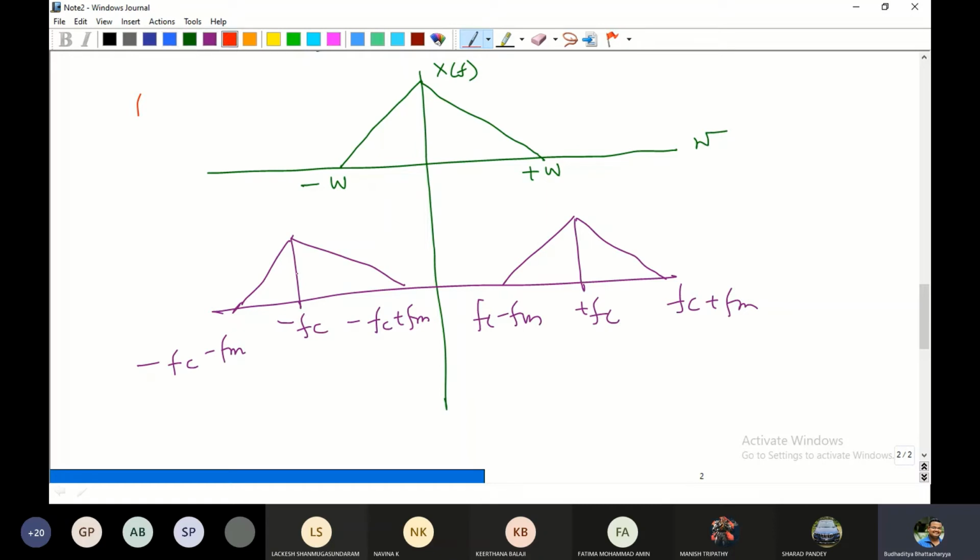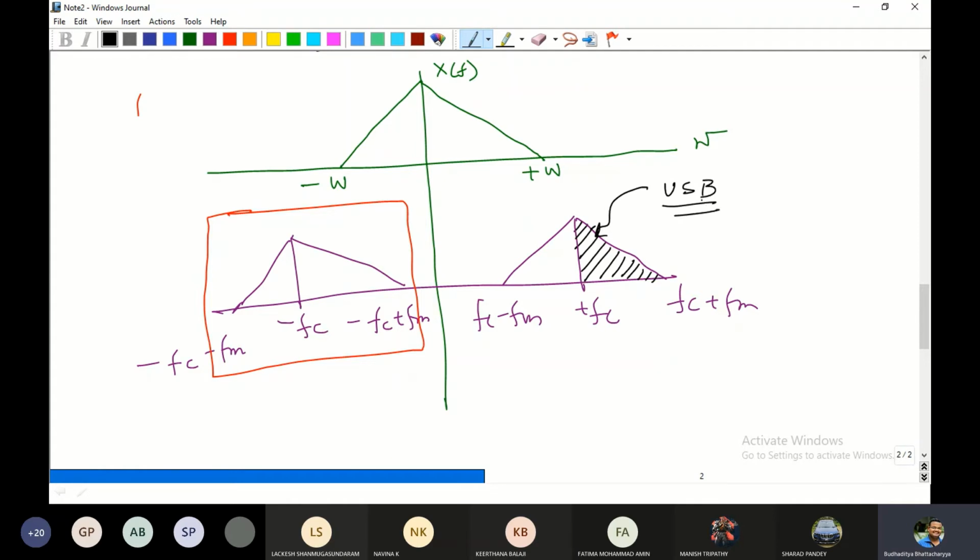Now, for the problem that comes in, forget about the left-hand side. Forget about this red colored left-hand side portion. Leave it. Just look at the right-hand side. What we are trying to do, in principle, using a filter, is sending this shaded portion. Remember, this shaded portion is the USB portion. Now I mark two points, somewhere over here and some point over here. I mark this point as A for our reference and this point as B.